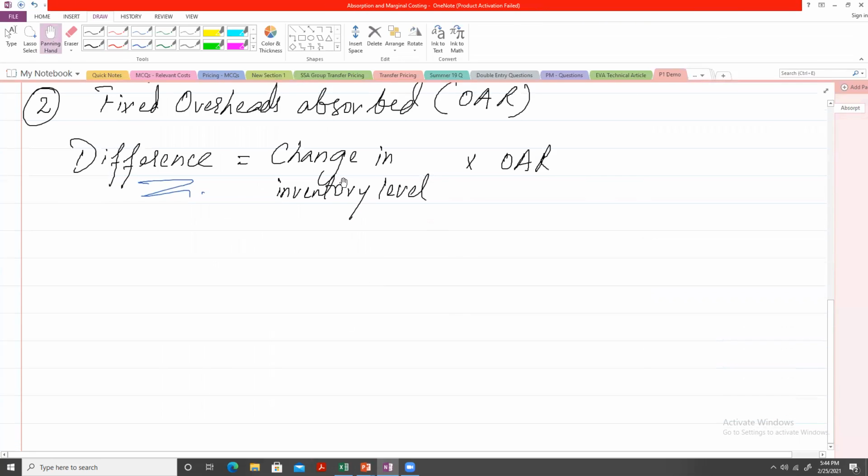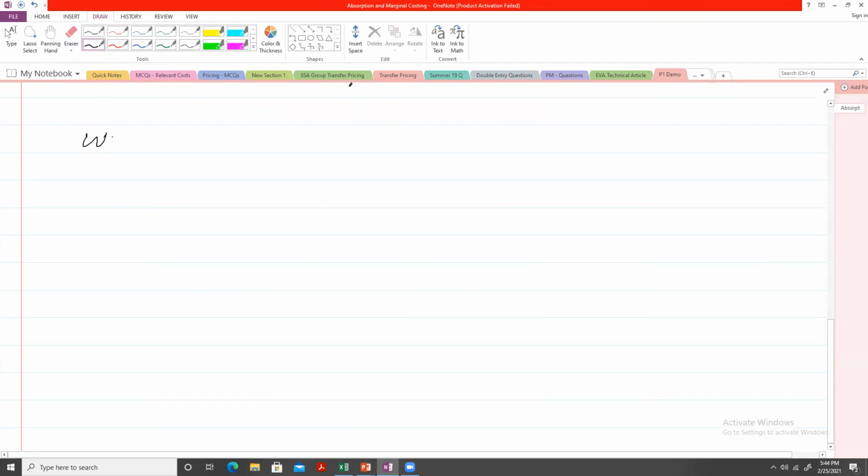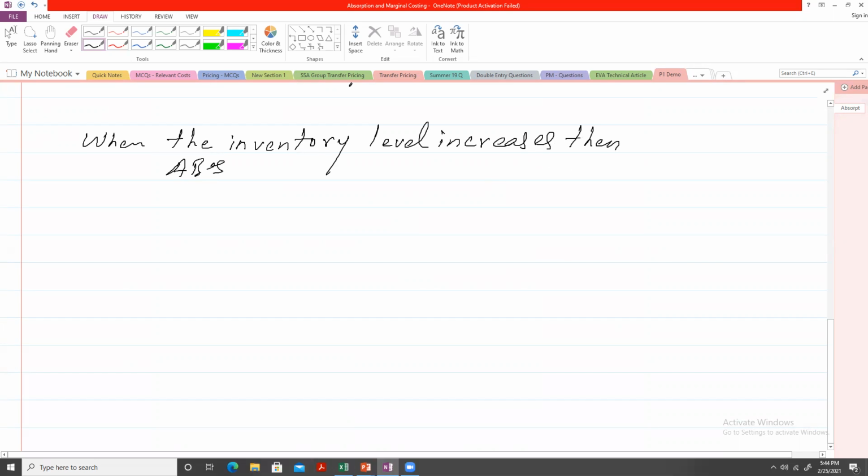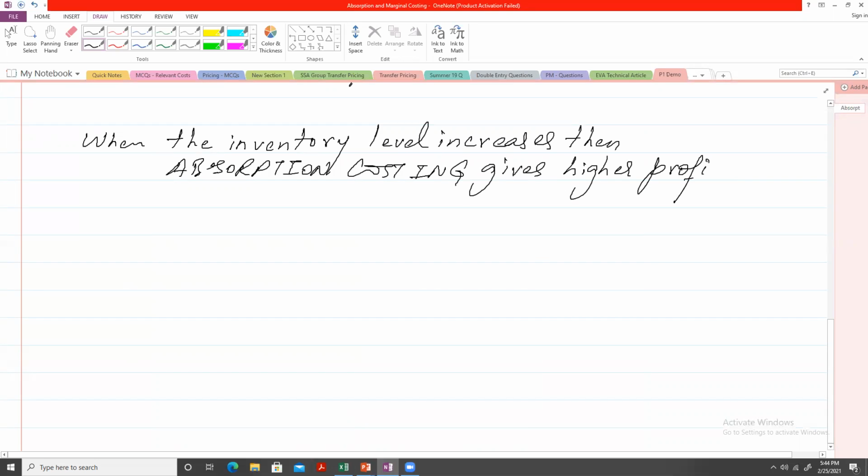There are a few more points to remember. When the inventory level increases, that is when the units in closing inventory are more than the units in opening inventory, then absorption costing gives higher profit than marginal costing.